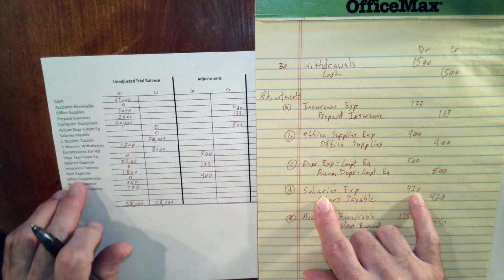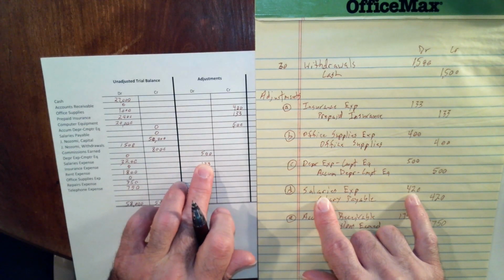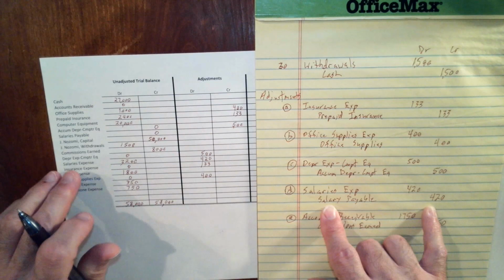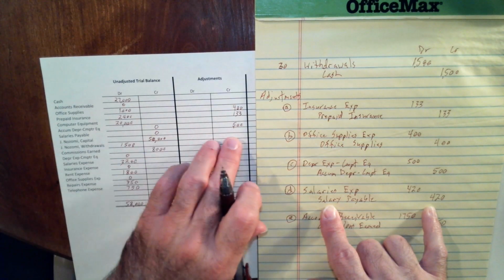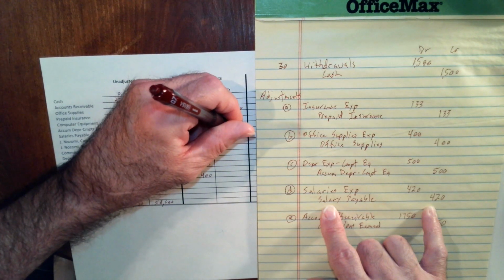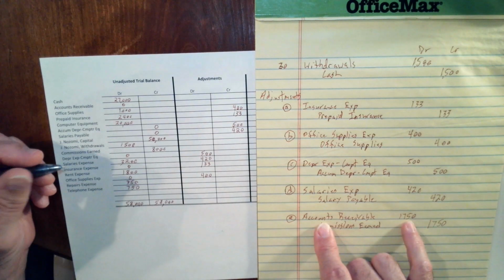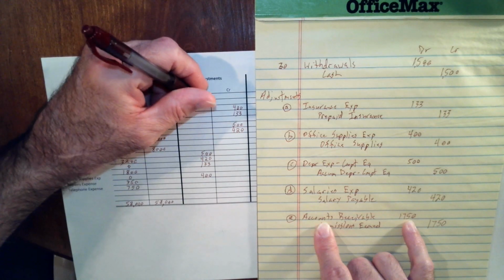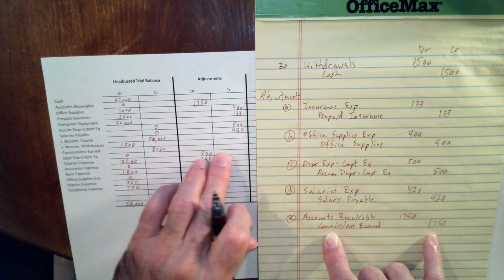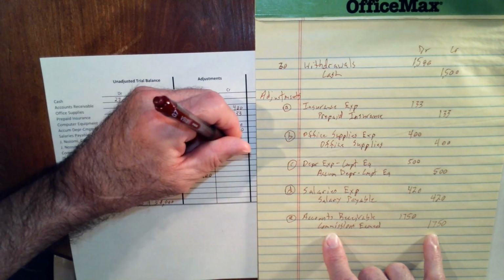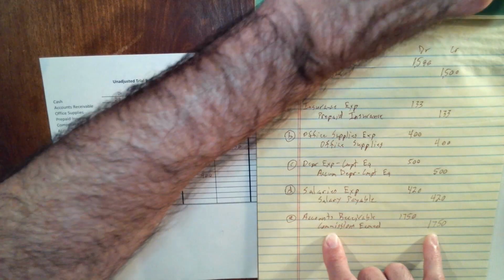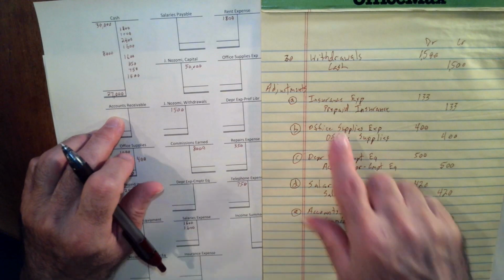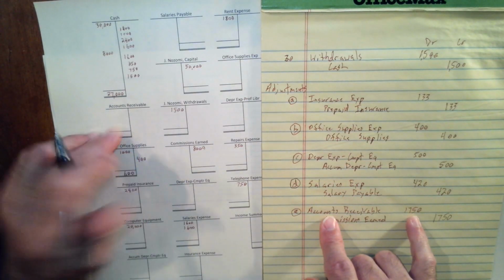Salaries expense, right here, that's a debit of $420. Salary payable is right here, and that's going to be a credit of $420. Accounts receivable right here, debit $1,750. Commissions earned right here, credit $1,750. And before I get too far ahead of myself, let's update these numbers as well. Okay, accounts receivable, I do have right there $1,750.